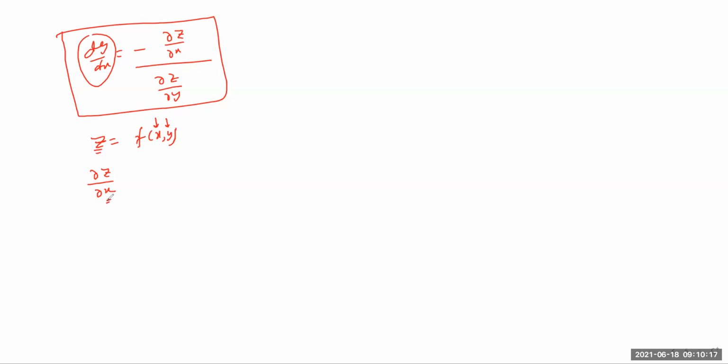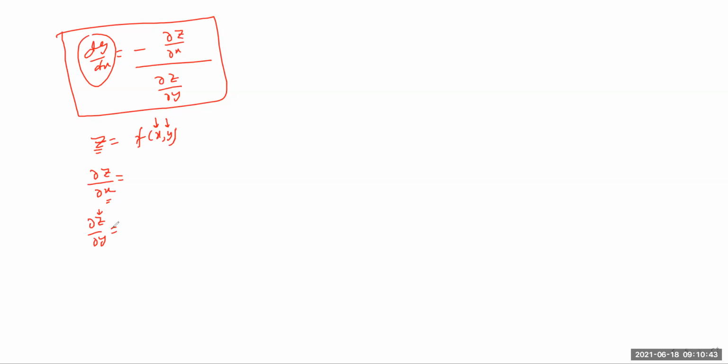So I will not see the effect of y. I will ignore the y effect. When you ignore the y effect, you take y as constant and you write it like this. When you write del z by del y, you ignore the effect of x. You just take the effect of y itself to find the rate of change of z.